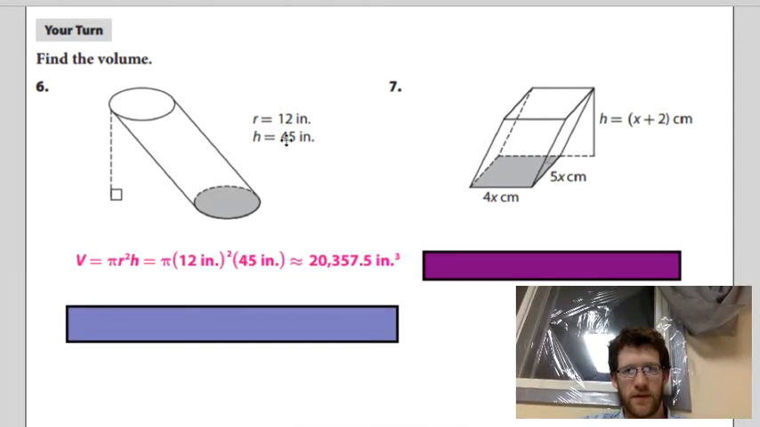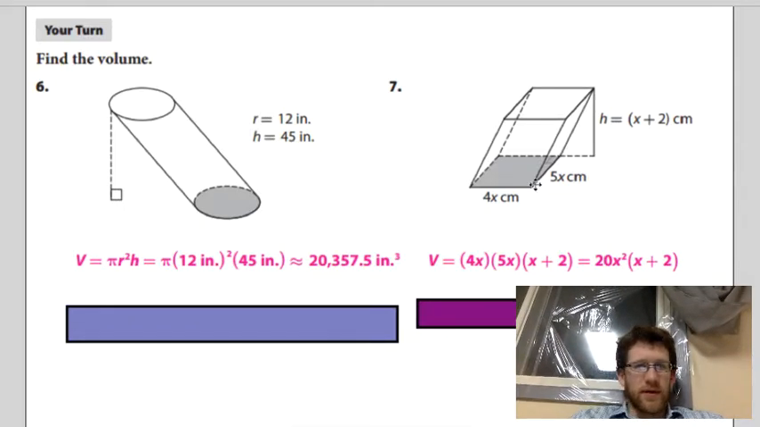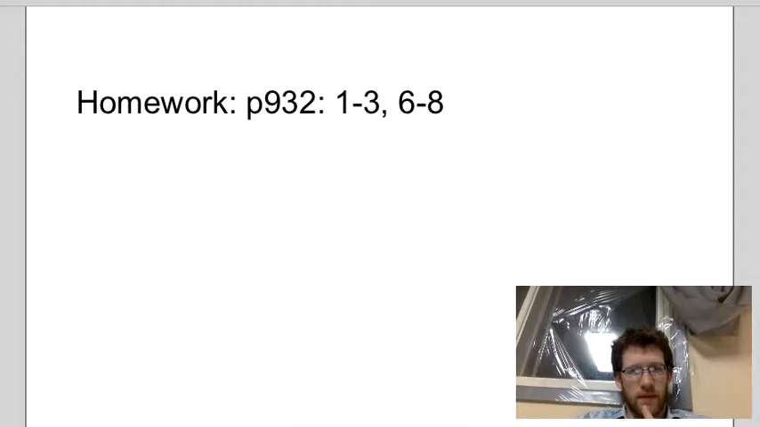Okay. This one, since the radius is 12, we're going to use pi r squared and then multiply that by 45. For this guy, we do 4x times 5x, which should give us 20x squared, and then we multiply that whole thing by this thing. This is good enough, really. I suppose you could distribute. You get 20x cubed plus 40x squared. I don't know why the book does it. Okay, so that's it for that guy.